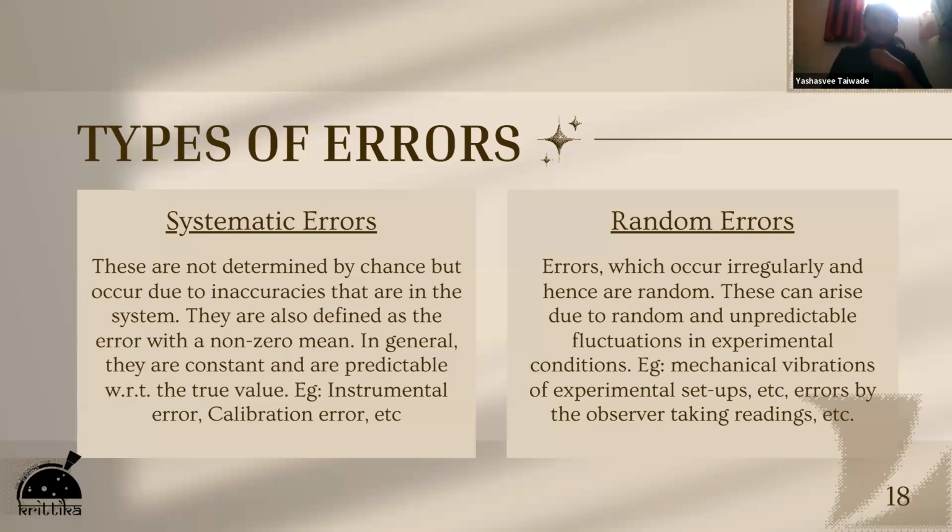The names are explanatory, but still, let's see what systematic error is. Systematic errors, as the name suggests, are not determined by chance, but occur due to inaccuracies that are in the system. So there are some inaccuracies which are already inherent in the system, and so they are not something which can happen by chance. It is likely that it will occur whenever we use that system, whenever the system is in use. We will almost always encounter that error. These errors are also the ones with a non-zero mean.